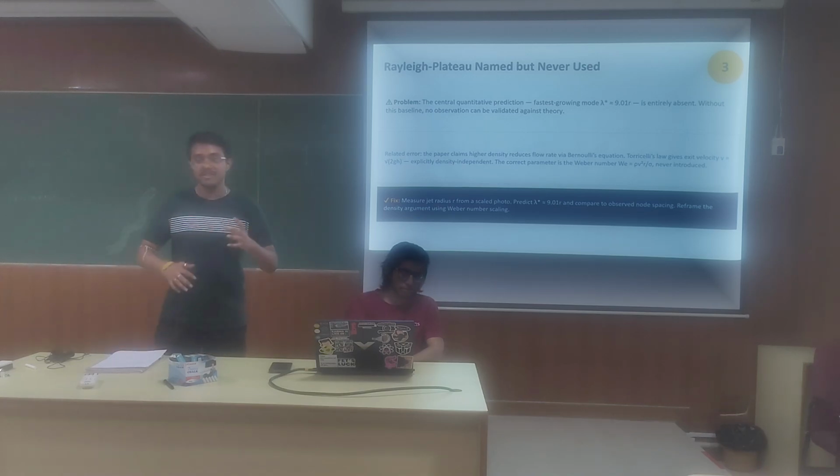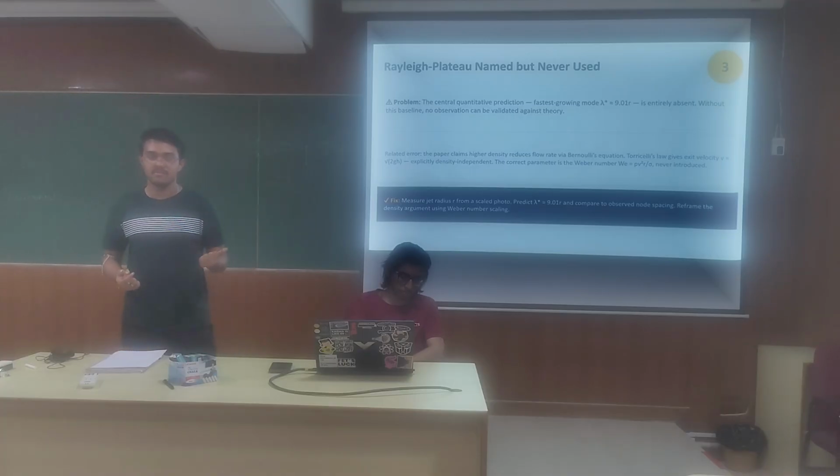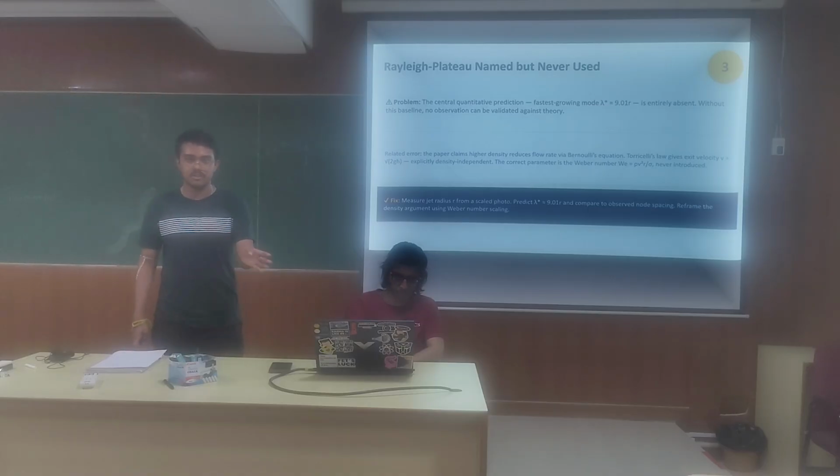They have also made a statement that with increasing density, the velocity decreases, according to Bernoulli's theorem. But Bernoulli's theorem doesn't state that; in Torricelli's law, which is derived from Bernoulli's theorem, the exit velocity is root 2gh. It is density independent. They must have introduced the Weber number, that is rho v squared r by sigma, which constitutes the density.